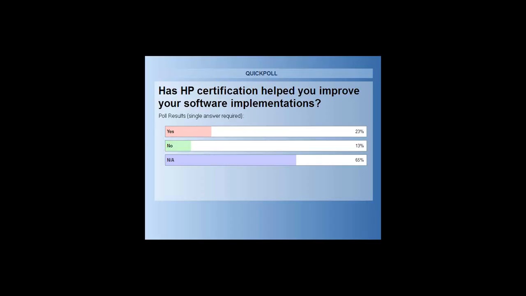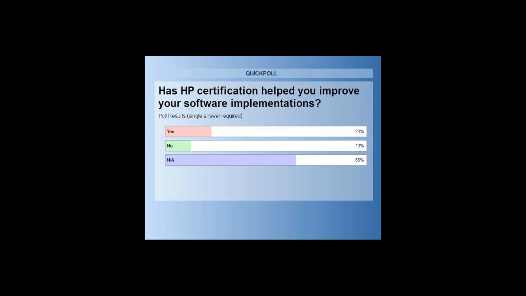Yeah, absolutely. Okay, so the results are in, and it's 23% yes and 13% no, and again a large chunk of not applicable, but of those who said that HP certifications made a difference, the majority were obviously in favour of that certification. Oh, great. That's good to hear. And again, we haven't seeded the audience with all HP people from software education.